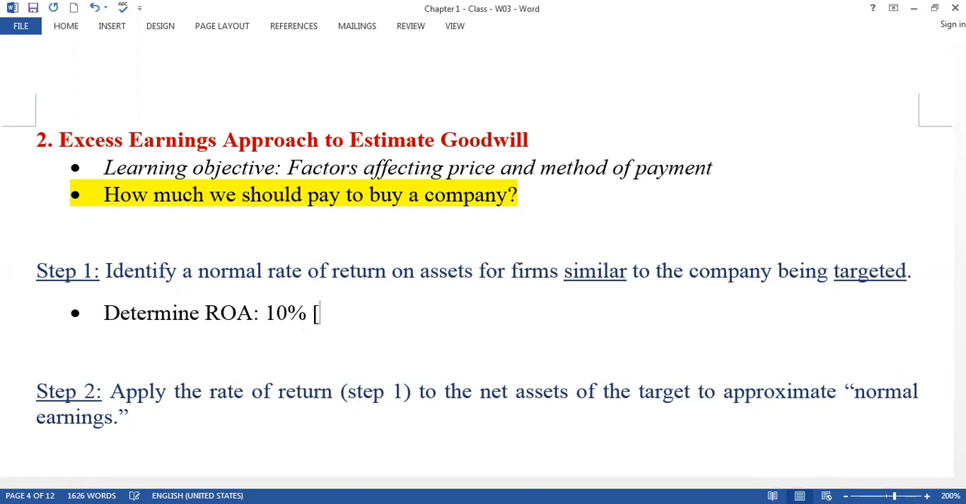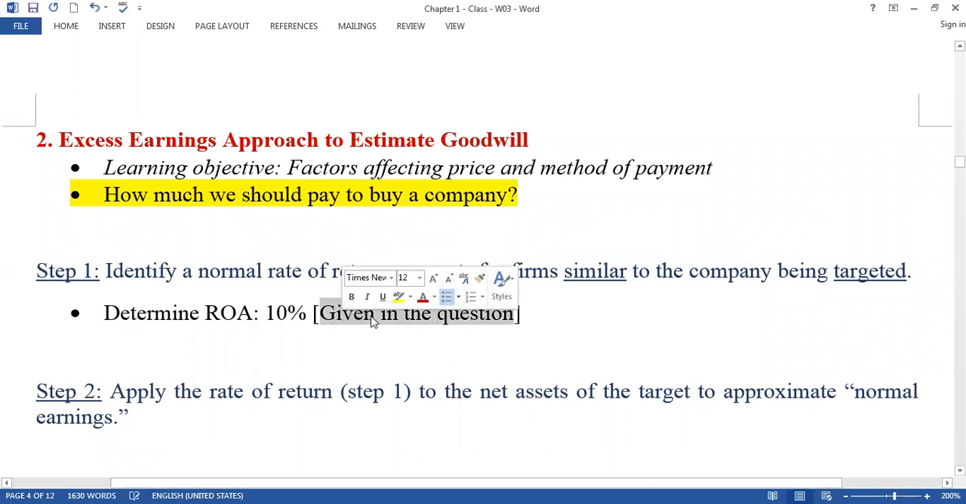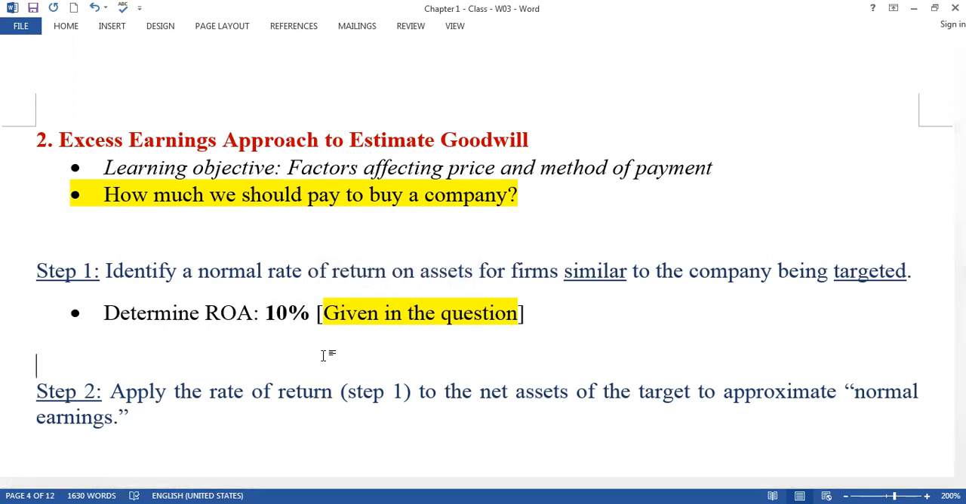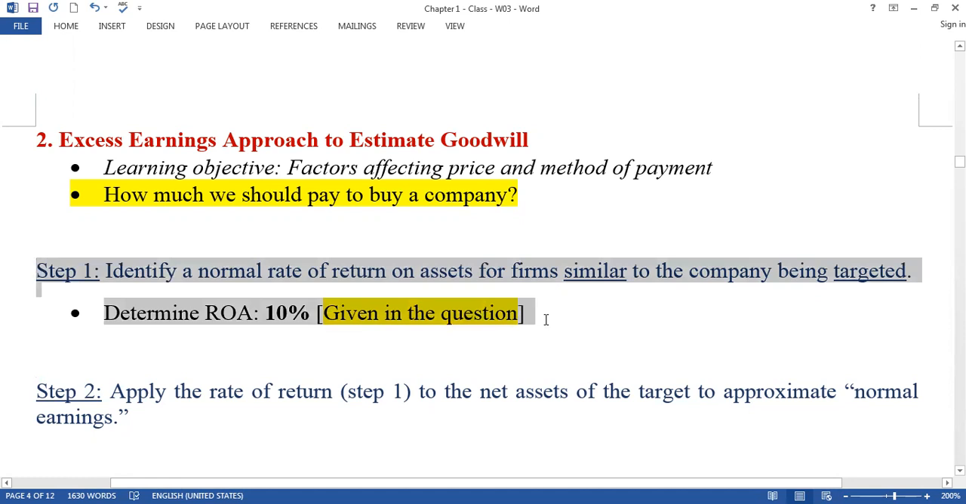And don't worry, it is given in the question. Whenever you solve this question, you don't need to calculate this. This 10% is given in the question. But you should understand what this 10% is. It is just the rate of return. Every industry has its own rate of return. Just get this information from the market. So no question from step 1, right?